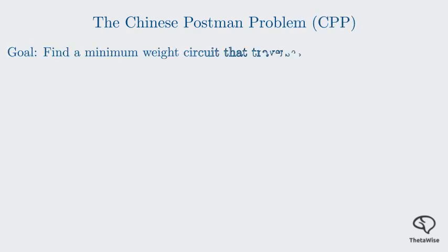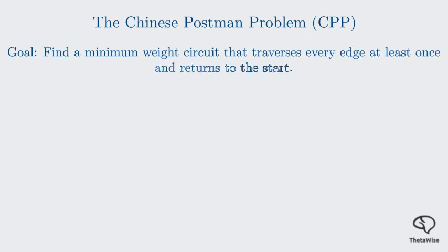Let's move on to the Chinese postman problem, which is a practical application of Eulerian circuits. Our goal here is to find the shortest possible route that a postman can take to deliver mail along every street. The problem asks for a minimum weight circuit that travels along every edge in a weighted graph at least once and returns to the starting point. Essentially, we want to deliver mail on every street without wasting any time.